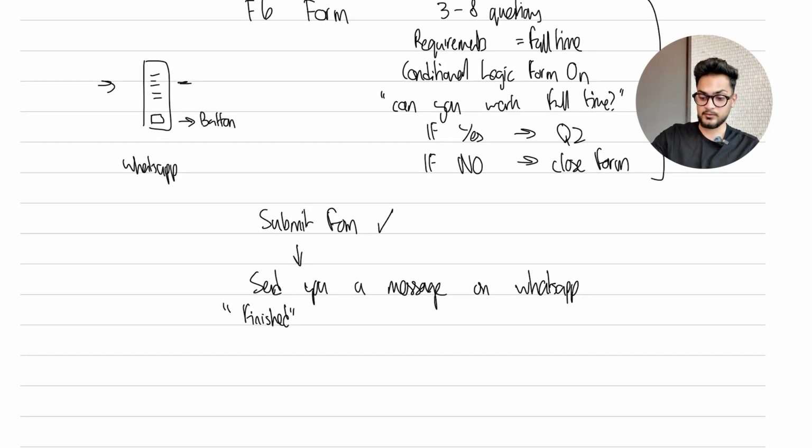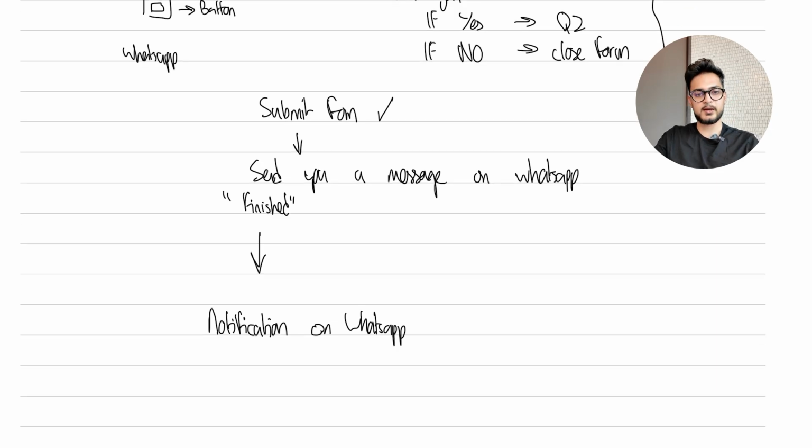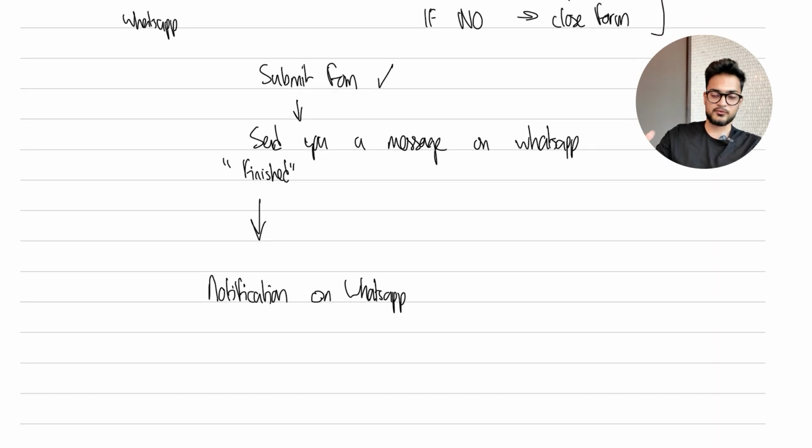So as soon as they send me the finished message, we get, of course, a notification on WhatsApp. And then from there, it's pretty straightforward. You just basically talk to them, you ask for their portfolio or whatever it is that you want, and then from there you pretty much take it forward.